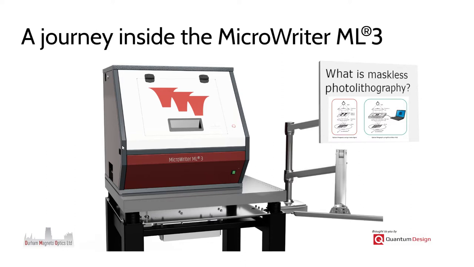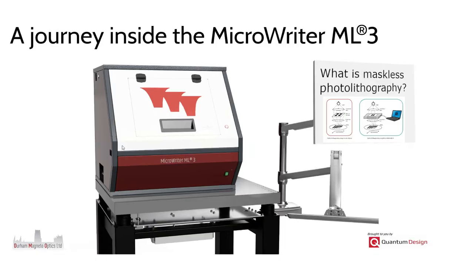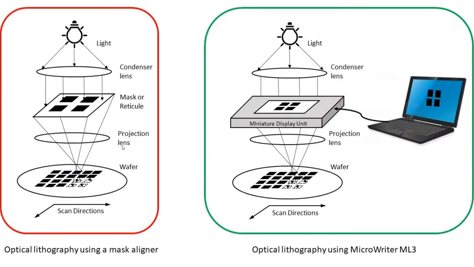Let's first see what maskless photolithography is about. These are simple schematics depicting the more traditional approach to optical lithography using a mask aligner on the left and the more modern maskless lithography using a MicroWriter on the right. The conventional approach to photolithography is usually based on exposing through a chromium glass mask manufactured by specialist vendors.